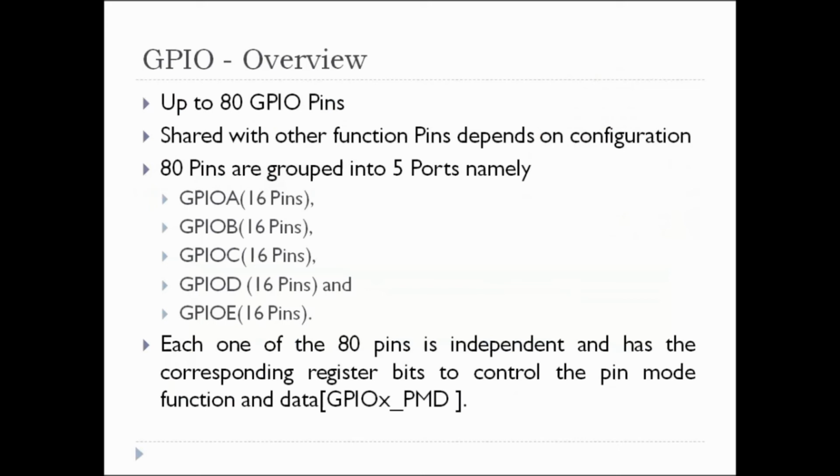Say for example, GPIOA_PMD is the control register to configure the IO pins of GPIO A, and GPIOB_PMD is the control register to configure the IO pins of GPIO B, and so on.